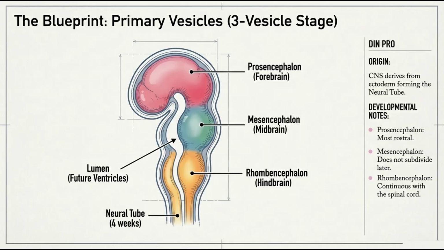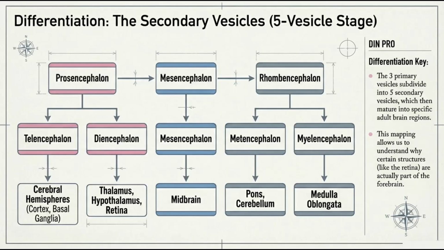We really do. But 3 parts is obviously not enough to make a complex human brain, so we have to proceed to slide 4. The secondary vesicles and adult derivatives. This is the 5 vesicle stage. Right. At about 5 weeks gestation, things get more specialized. The prosencephalon, that forebrain, it splits into 2. And this seems to be where the real drama happens. Oh, it is. This is the main event of brain development.